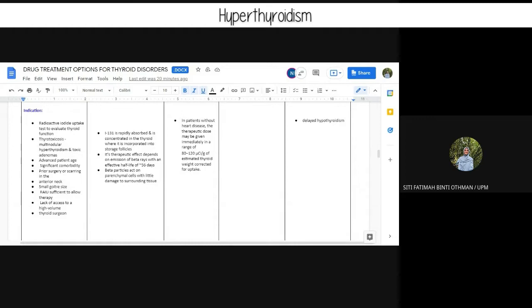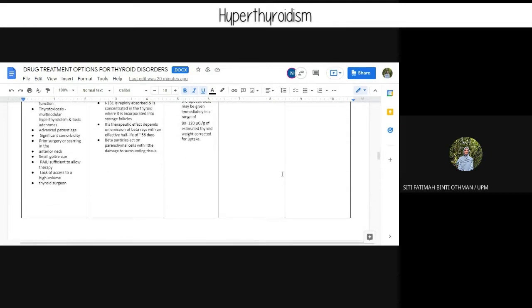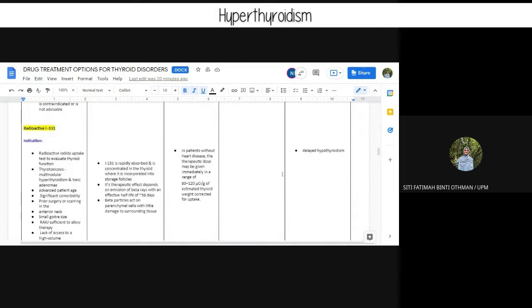Significant comorbidity, prior surgery or scarring in the anterior neck, small goiter size, RAIU sufficient to allow therapy. Also lack of access to a high volume thyroid surgeon.